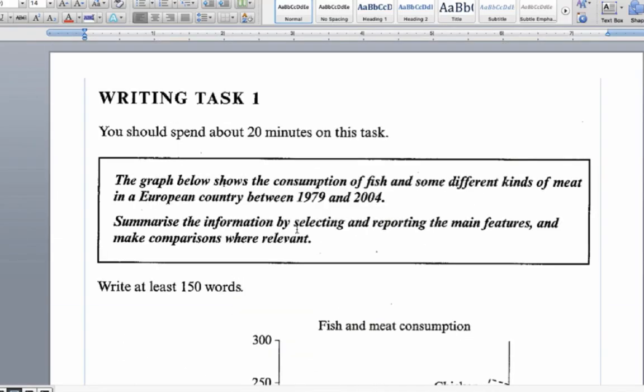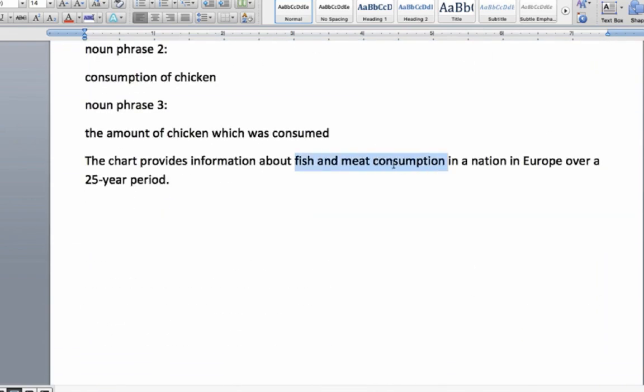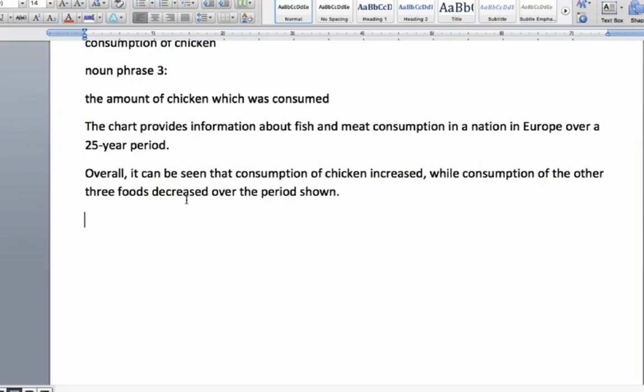So they used noun phrase 2 in the paraphrase, in the question. So I'll just use noun phrase 1. It's a nice paraphrase. Great. Then we go to our overview. Overall, it can be seen that consumption of chicken increased, so I've used noun phrase 2 there, while consumption of the other 3 foods decreased over the period shown. Great. Don't worry, we do overviews in another essay, another video. Just focus on this. This is subject of this clause. There's a that, so we have a new subject and main verb, and subject and main verb. That's what I want you to focus on.